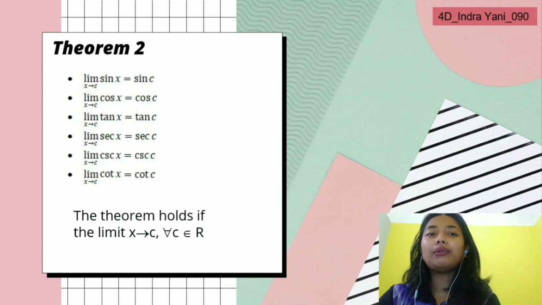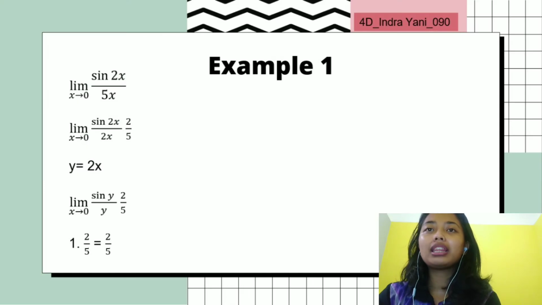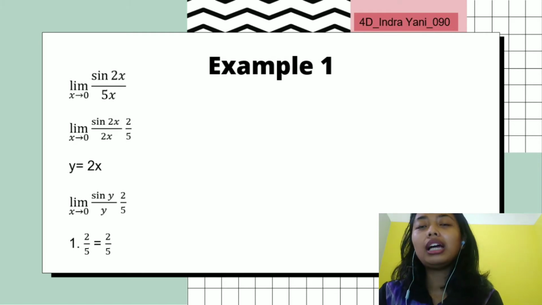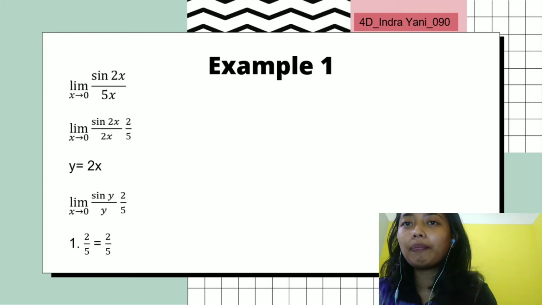Next, I will give two examples. The first is limit sine 2x divided by 5x as x approaches 0, and then we can change it like this.